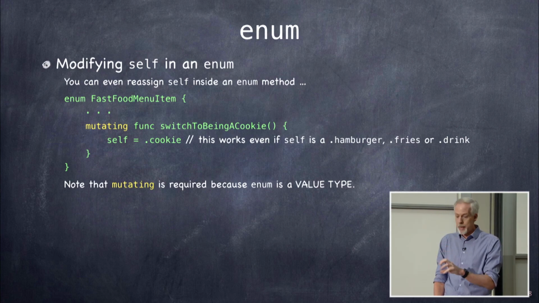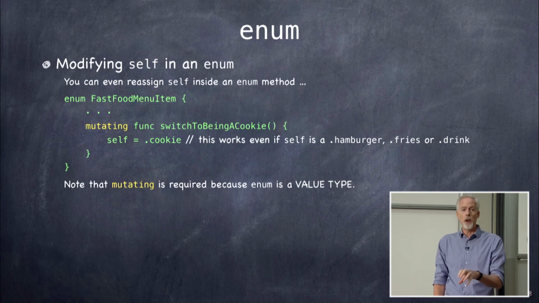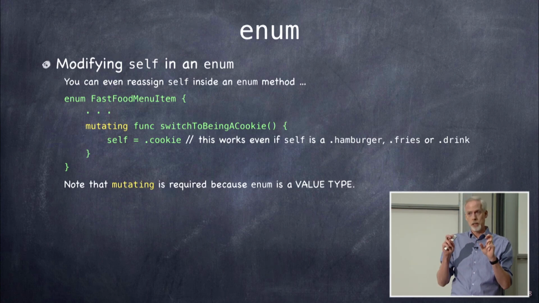Well, if it's going to do that, it needs to know which funcs might write. So that's what mutating means. It means this func might write. It might change this. Okay?